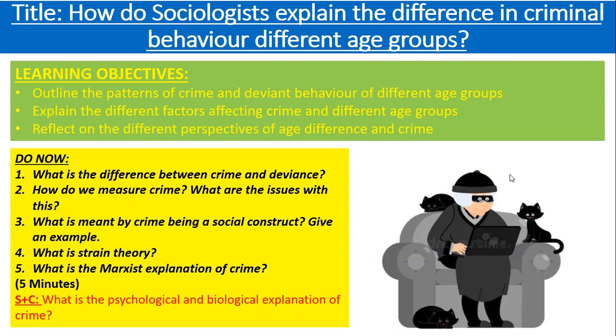So just for the do now very quickly, I want you to answer those 5 questions. What is the difference between crime and deviance? How do we measure crime? What are the issues with this? What is meant by crime being a social construct? Give an example. What is strain theory? And finally, what is the Marxist explanation of crime? Remember, there's 2 elements to that. As a stretch and challenge, what is the psychological and biological explanation of crime?